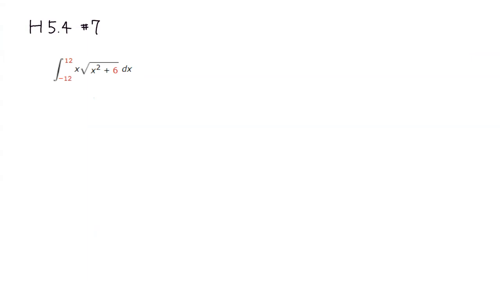Before we do the graphing utility, remember that we have this property. If you have an integral from negative a to positive a of f of x dx, this is equal to 0 if f is odd. And if f is even, then you can do 2 times the integral from 0 to a. So basically we take half of it. The other side is going to have exactly the same value, so we can just multiply by 2.